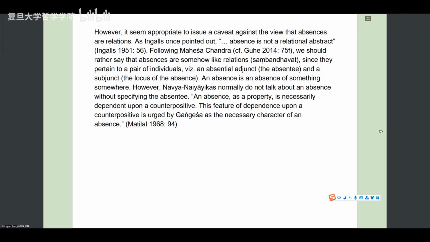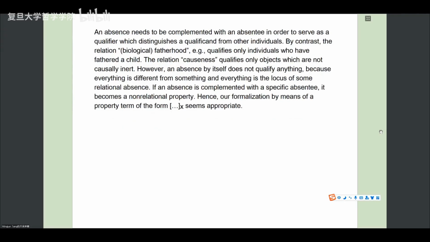Next slide. An absence needs to be complemented with an absentee in order to serve as a qualifier which distinguishes a qualificand from other individuals. By contrast, the relation biological fatherhood, for example, qualifies only individuals who have fathered a child. The relation causeness qualifies only objects which are not causally inert.